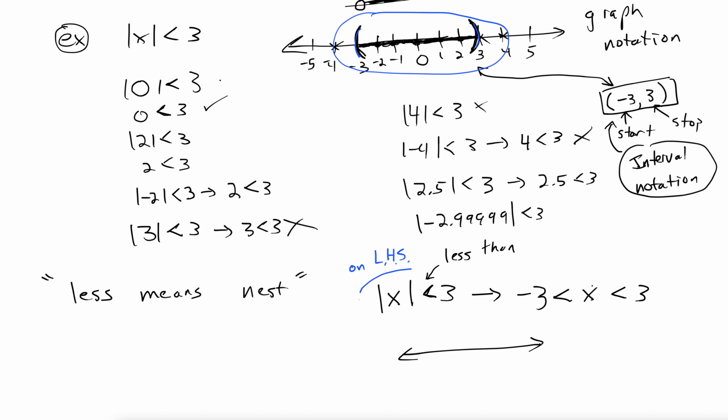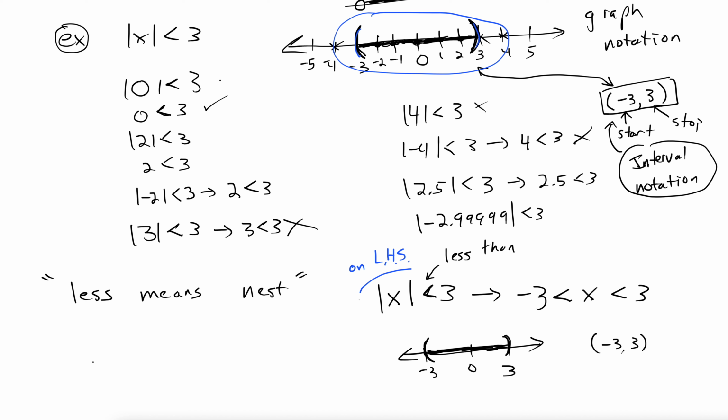We've nested x happily between negative 3 and 3. We can do it in our interval notation or our graph notation. So here's 3, negative 3, here's 0. We nested in between. We know that it's these soft brackets because it's less than and not equal to. And there's our graph notation, and we can also go straight to interval notation, negative 3 to 3. Less means nest.